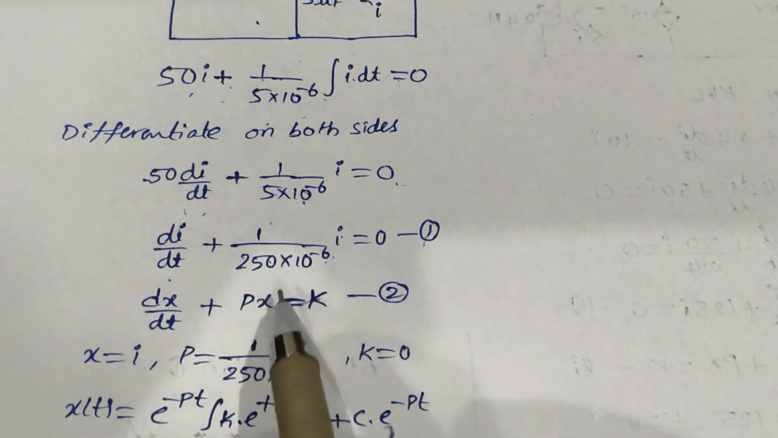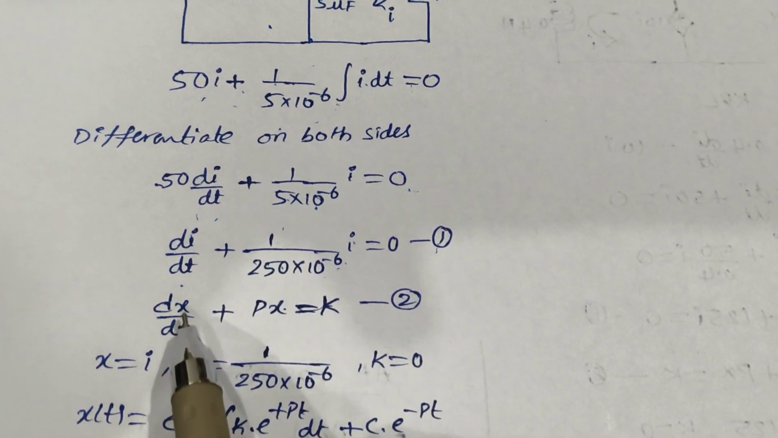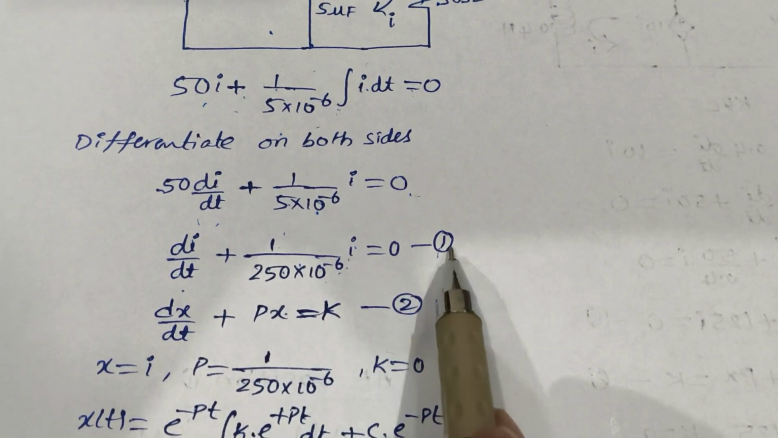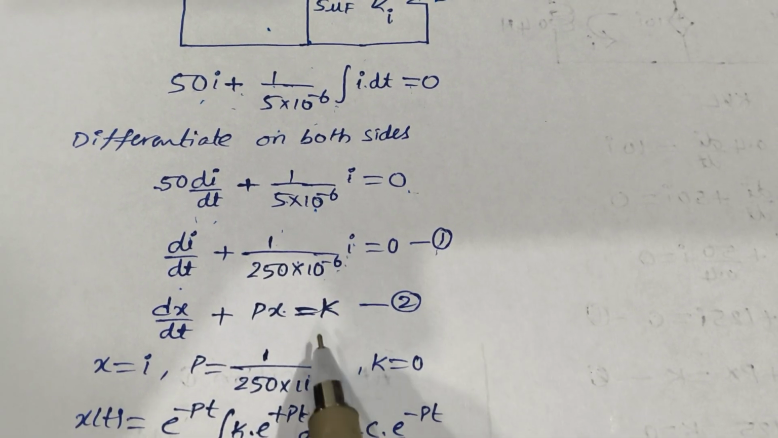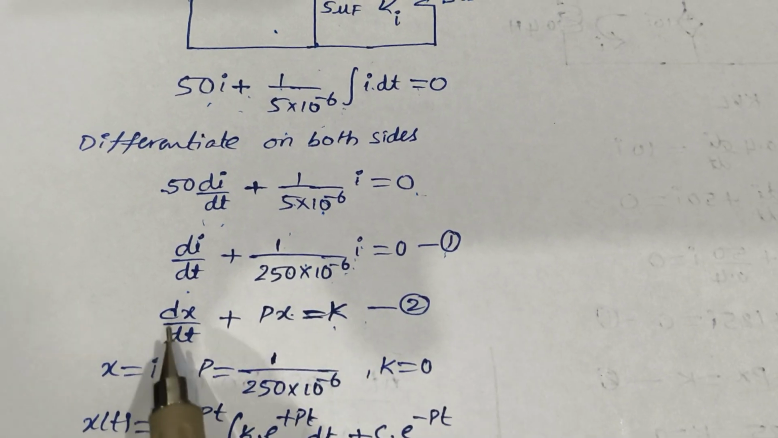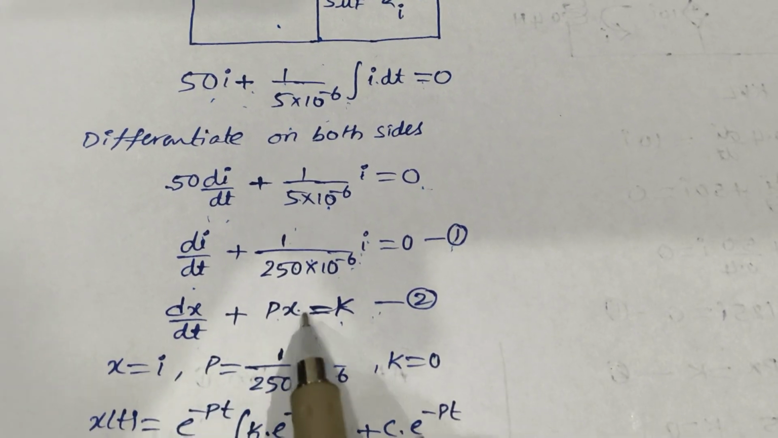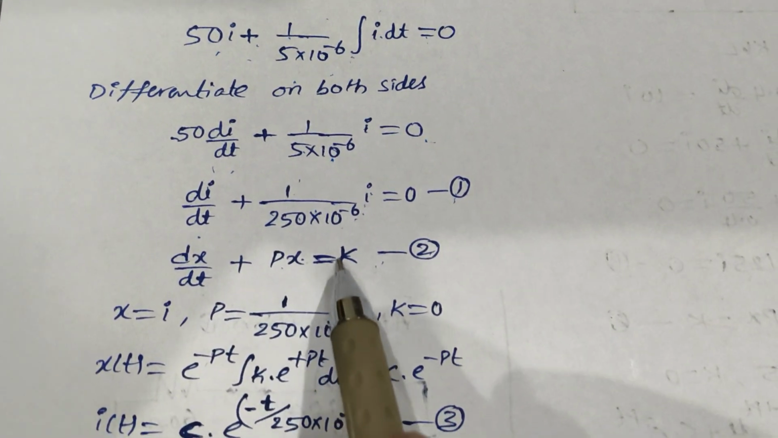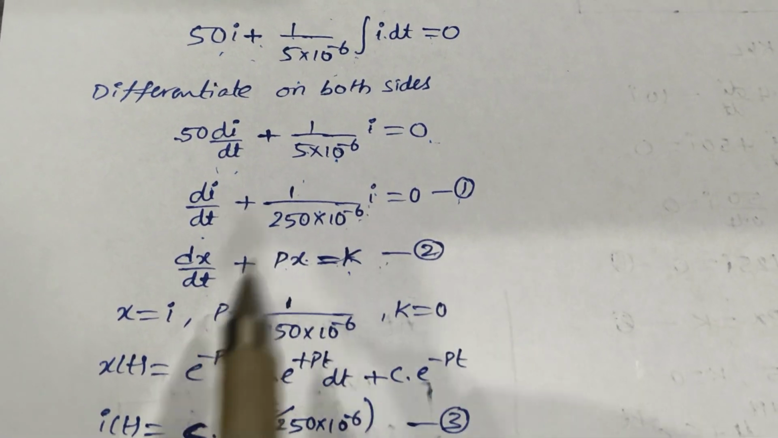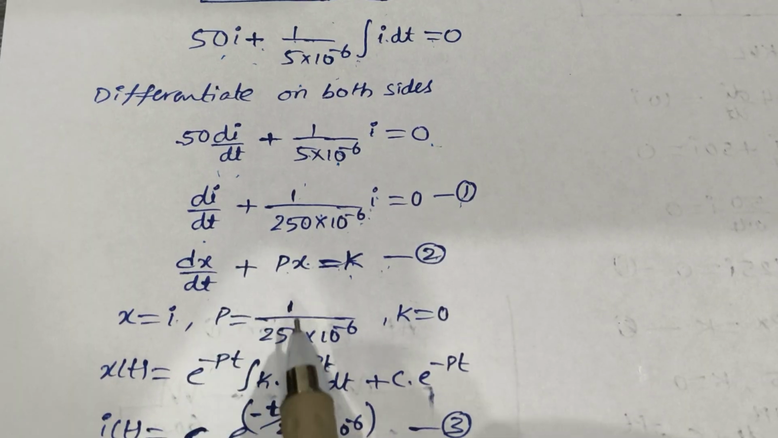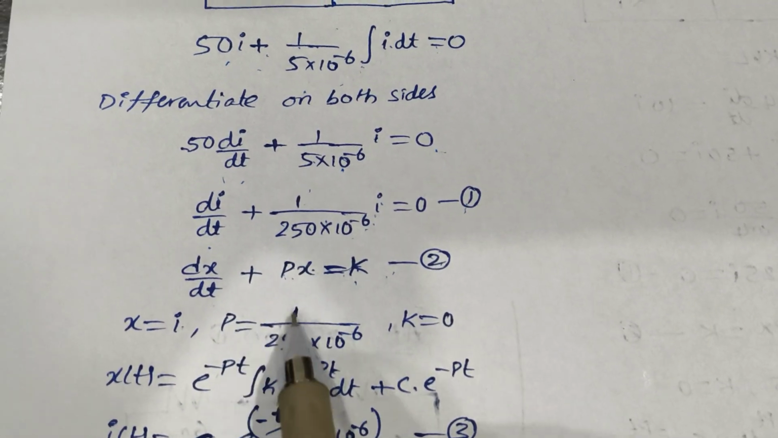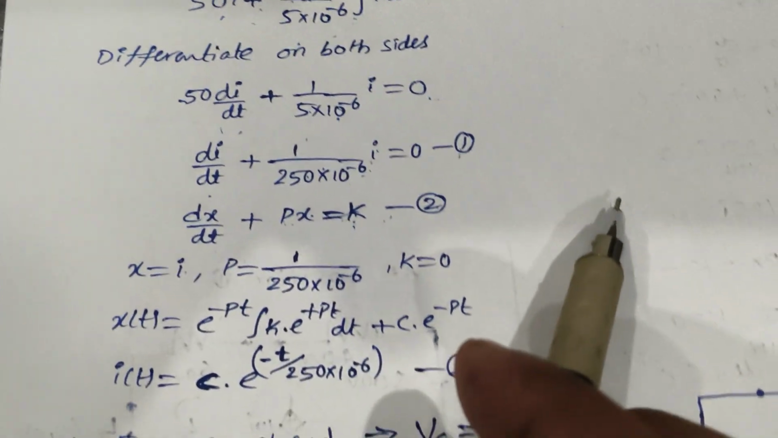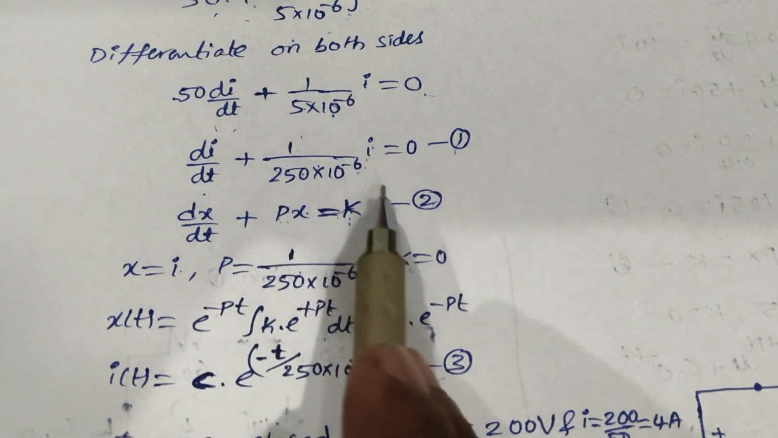As a second step, this is your obtained differential equation. You have to compare this with the known differential equation, that is dx by dt plus px is equal to k. Comparing the first and second equations, you get x is equal to I, p is equal to 1 by 250 into 10 power minus 6, and k is equal to 0.